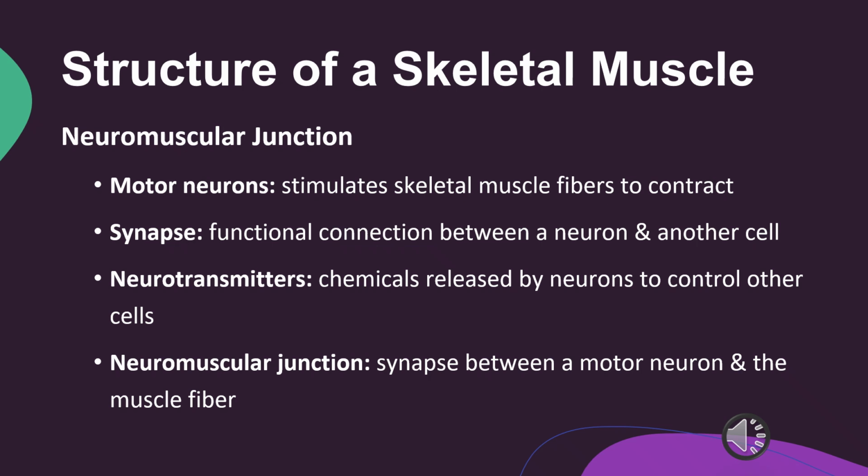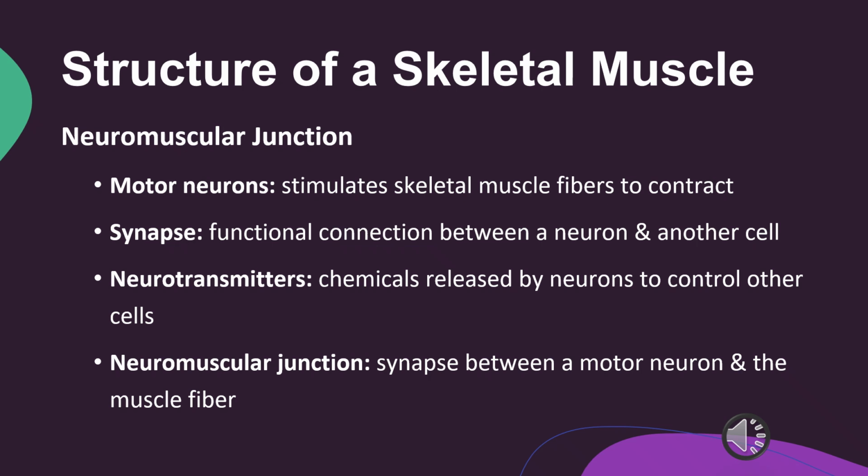So first we have the motor neurons. These are specialized nerve cells whose job is to stimulate skeletal muscle fibers. Think of them as messengers that carry signals from your brain or your spinal cord out to the muscles. The place where a neuron connects to another, whether it's a muscle fiber or another neuron, we call that the synapse. It's not a physical connection, but a small gap across which signals have to jump.